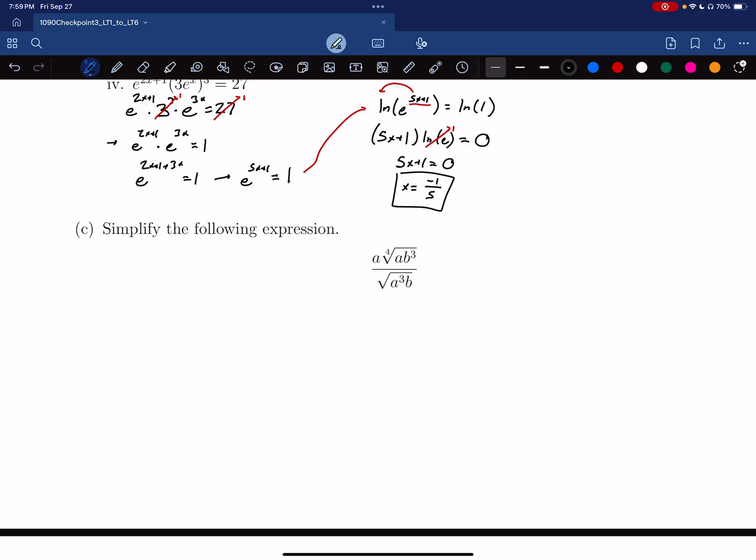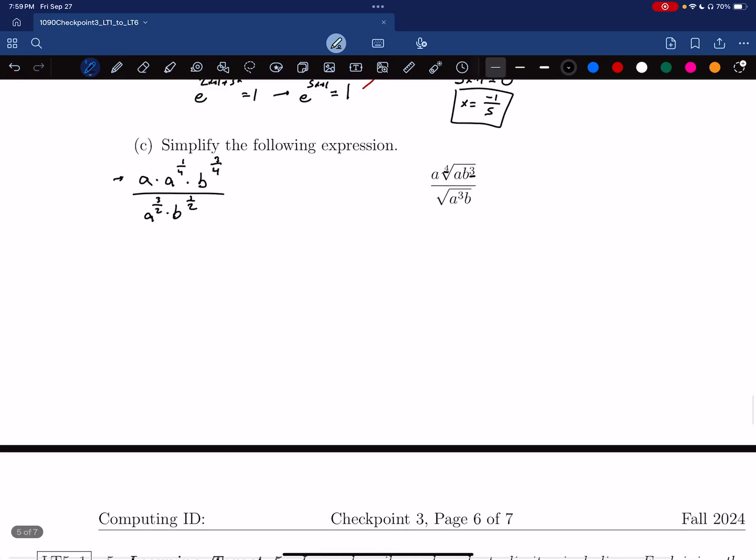So we have an a out front, and then we have an a to the 4th root, so a to the 1/4. This will be times b, and that b is cubed, and it has a 4th root. So because it's cubed there, and a 4th root there. This will be over our a is cubed, and it has a square root, so 3/2, times b, which just has that square root. All right, so that's a good step there, getting it all in this form.